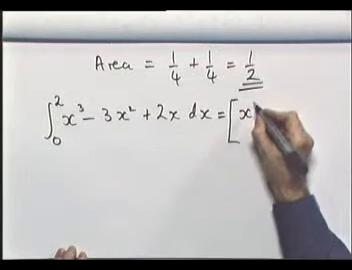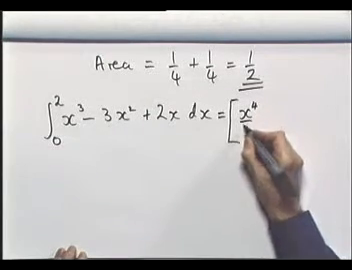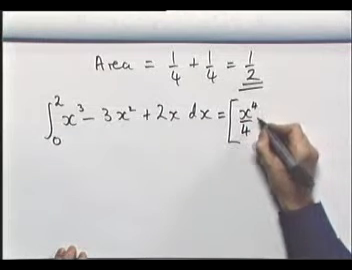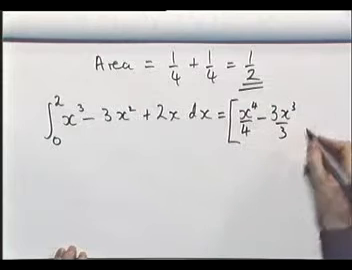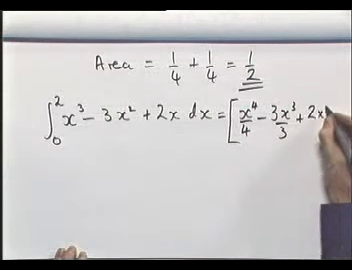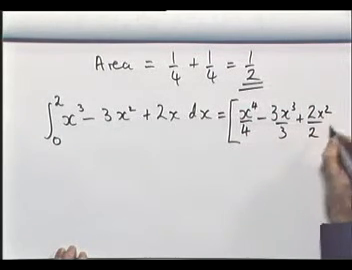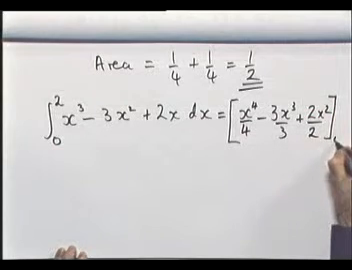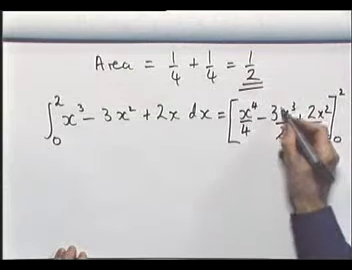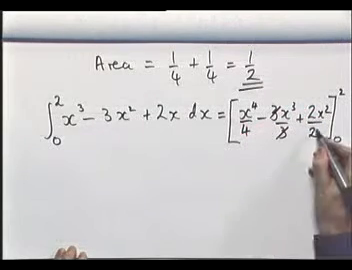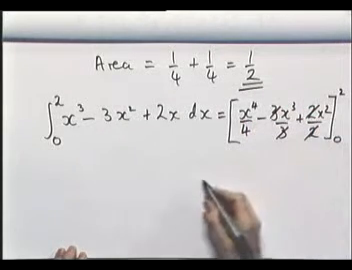So let's do that integration. And again, the answer shouldn't be any different from what we've had before. x to the 4th over 4 minus 3x cubed over 3 plus 2x squared over 2 to be evaluated between 0 and 2. And again, we can do the cancelling. The 3's there and the 2's there.